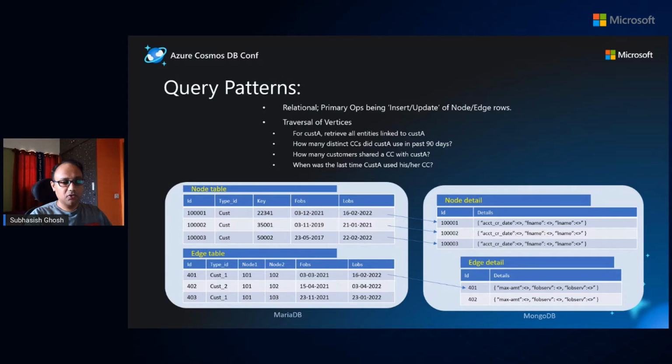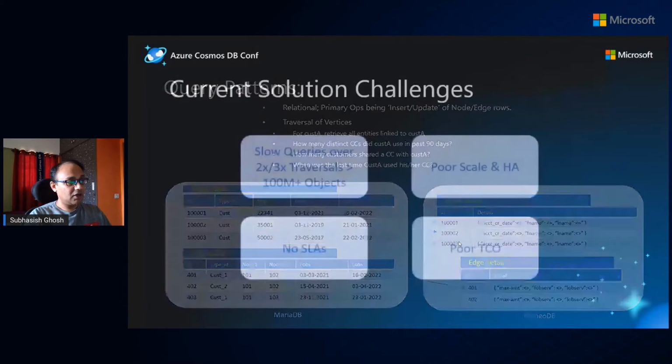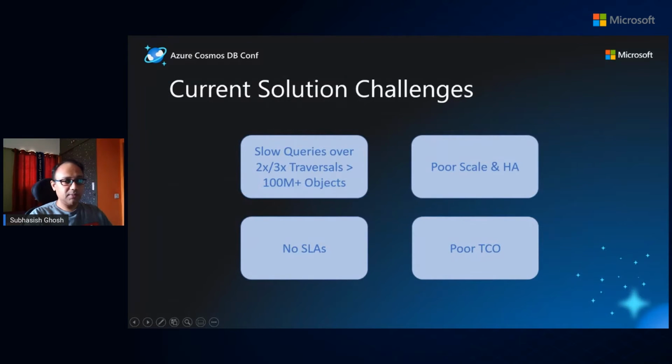Now, as I mentioned, the primary workload was write operations in MariaDB, which included insert and update of node and edge rows. But we also had a considerable amount of point reads as well. Now, what was the need for modernization? That's a very important point to understand, again without very basic generalization, because this varies from use case to use case.